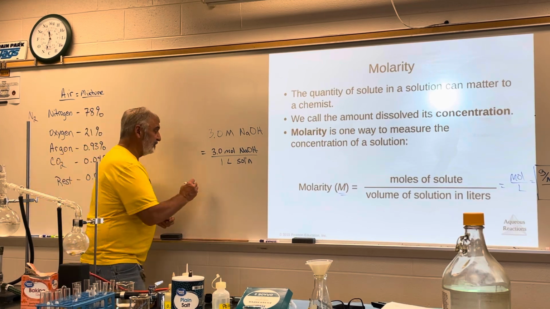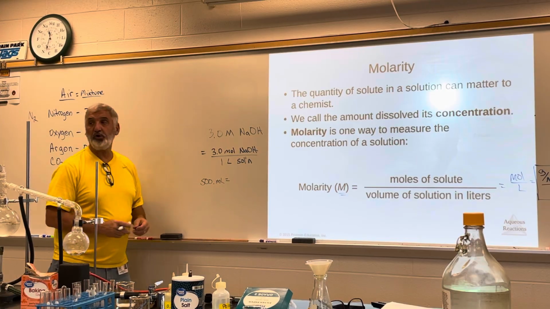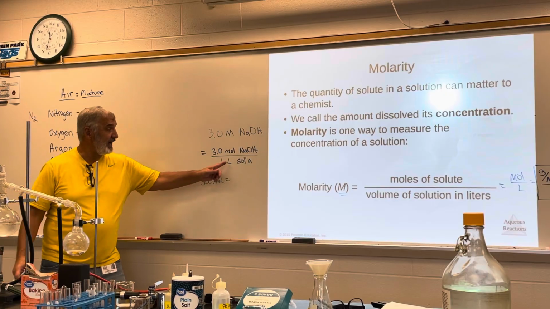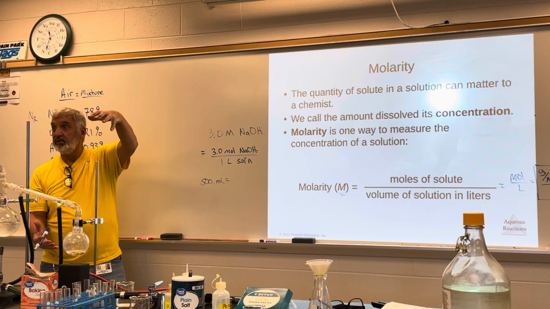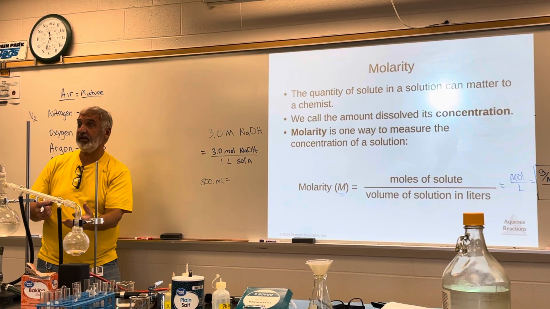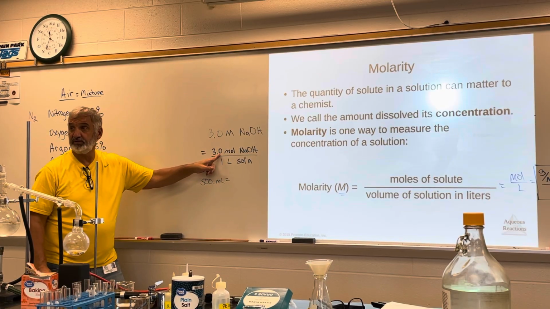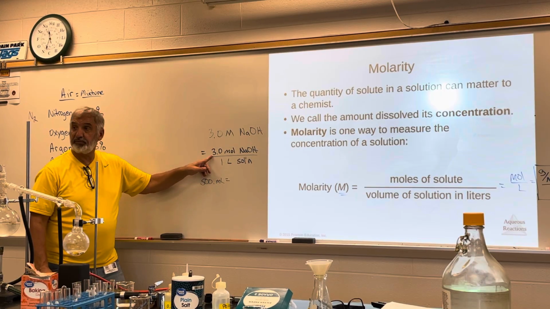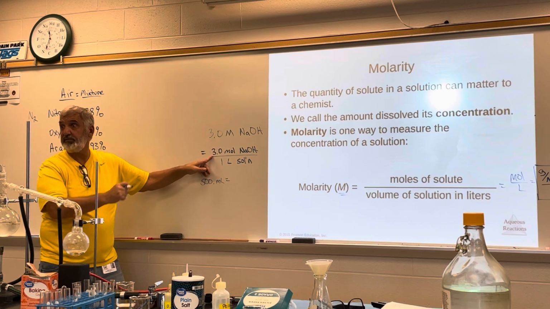So what if I have 500 milliliters? How many moles of NaOH am I going to have? 1.5, because I have half a liter. Since it's homogeneous, it's even throughout. It's not like all the NaOH is on the bottom or anything. Since it's even throughout, if I have half a liter, I'm going to have 1.5 moles. If I had 100 milliliters, I'm going to have 0.3 moles, because I have a tenth of a liter, so I'm going to have a tenth of whatever my molarity is.